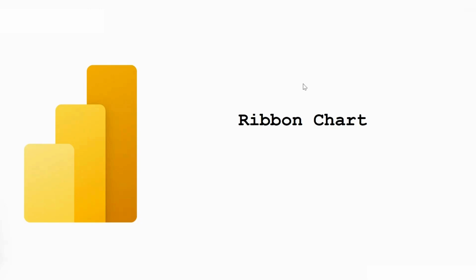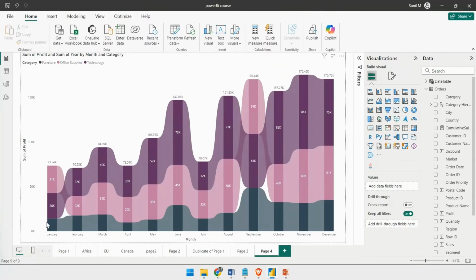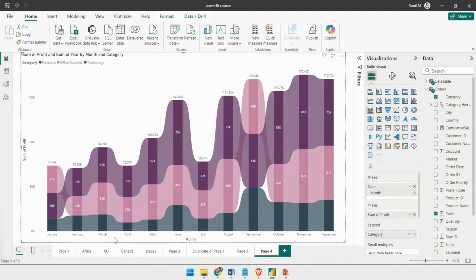In this session, we are going to look at what is a ribbon chart. So a ribbon chart basically is a combination of a bar chart and a line chart. Over here you can see a ribbon chart, and what exactly is this ribbon chart trying to tell us? Over here I have taken the profit throughout the months.